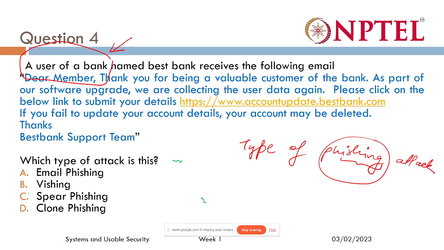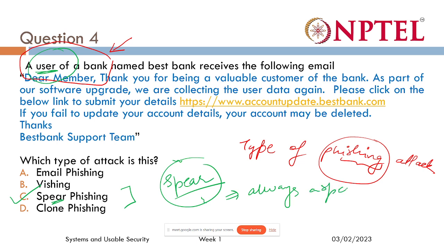So the correct answer is option C, where it is referred to as spear phishing. Why? Let us see. Here it is saying that it is targeting the user of the bank, and we know in spear phishing the main thing is always a specific group of users is targeted. And what that specific group is here is the user of the bank. So it's not an email phishing attack, but a spear phishing attack.